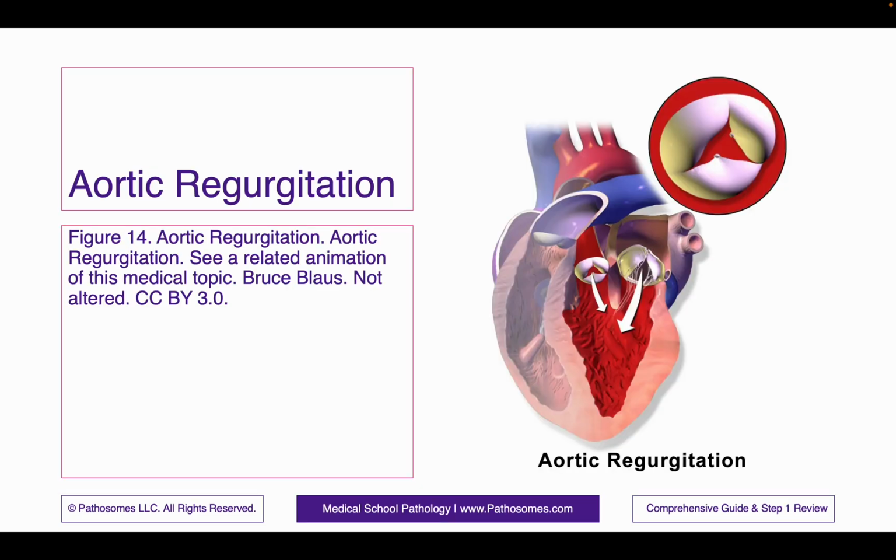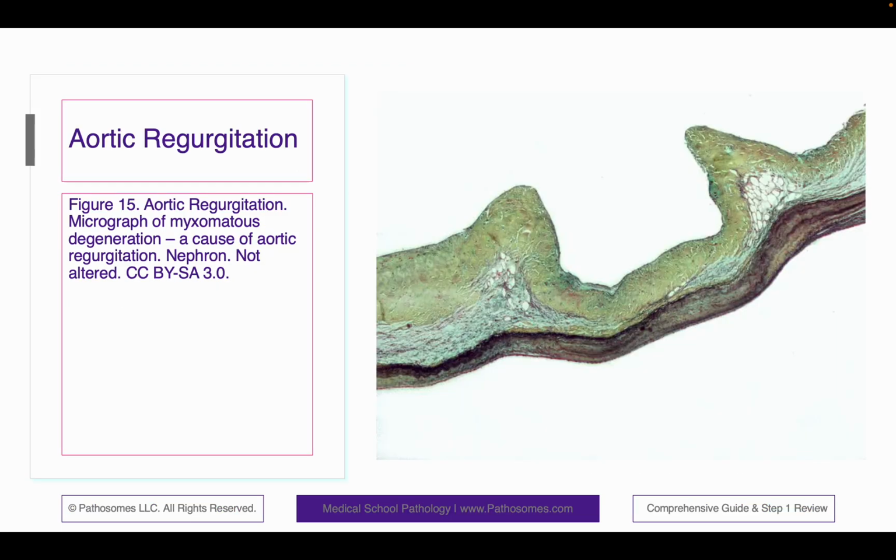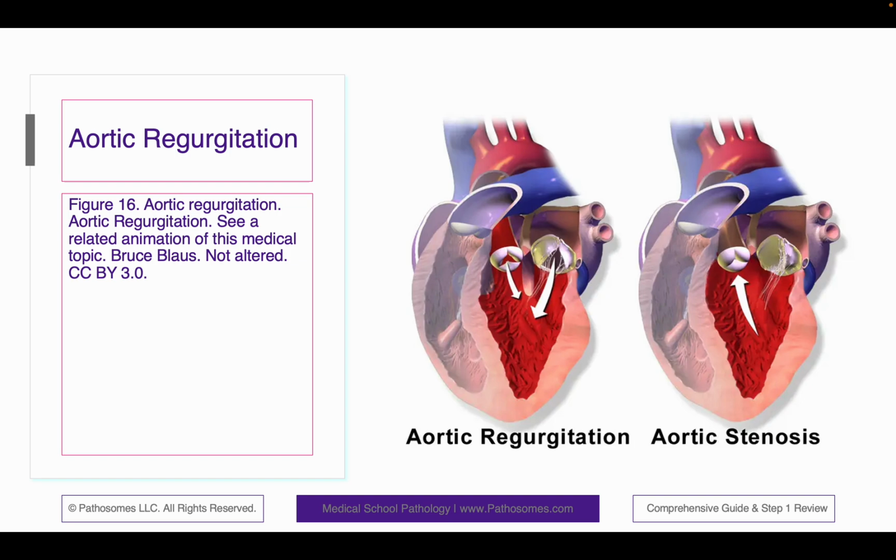And here we have a cartoon representation showing aortic regurgitation. Note the arrow pointing flow from the aorta into the left ventricle. And here is a histologic sample showing myxomatous degeneration, which is a potential cause of aortic regurgitation. Now here we have a cartoon comparing aortic regurgitation to aortic stenosis. Make sure you can see the difference.